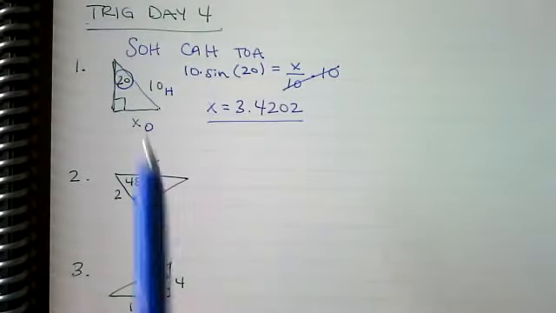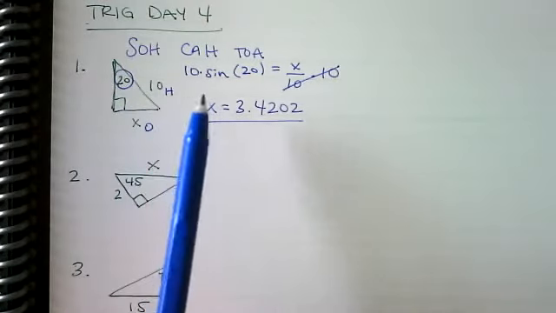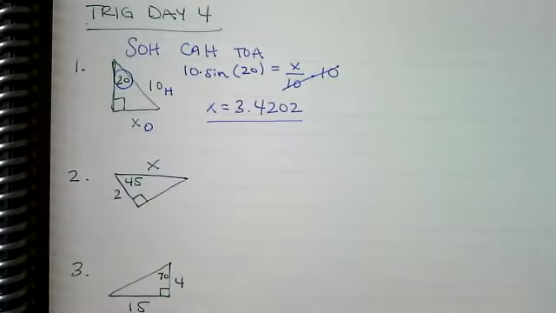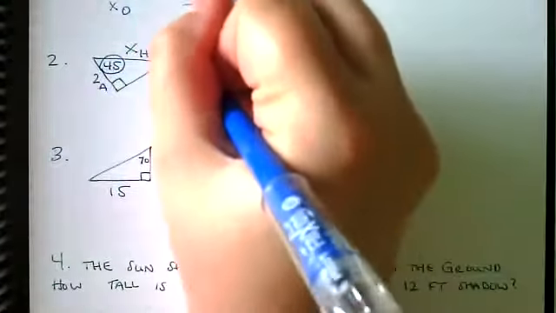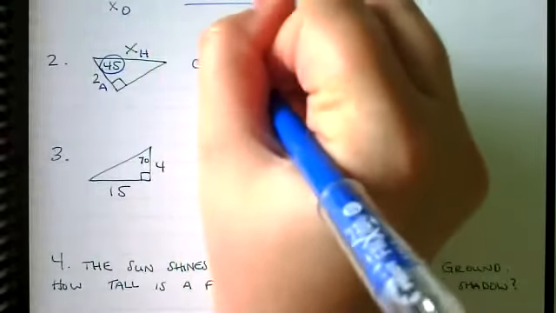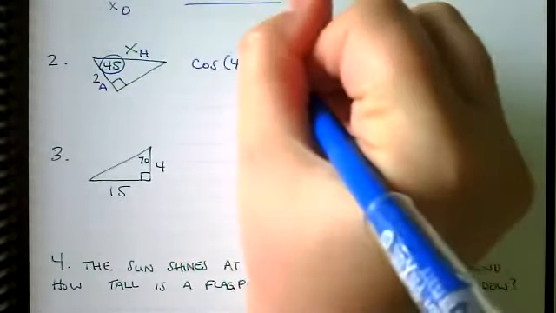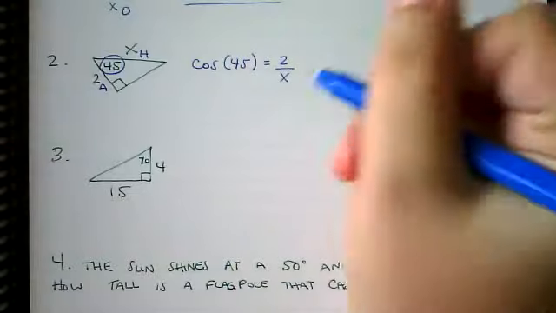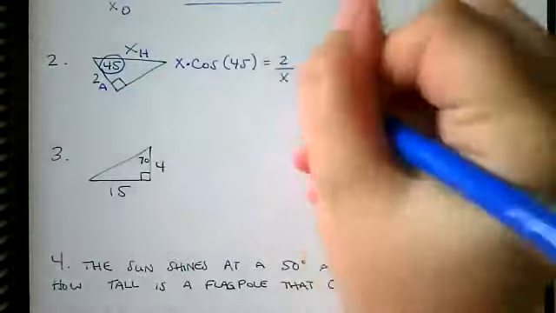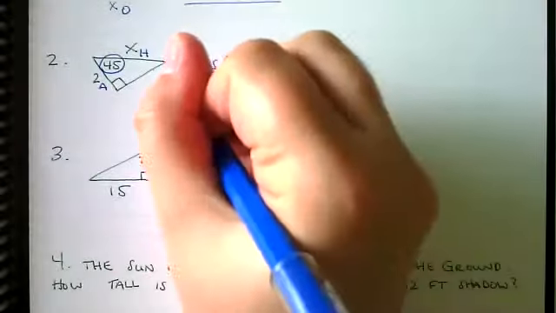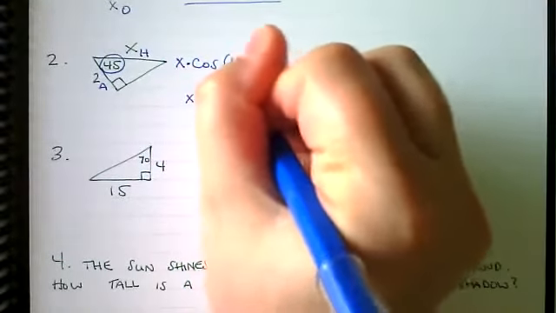Okay, so again, find your angle, label your sides, fill it in for whatever trig function you need. So for question number 2, our angle is 45 degrees. X is our hypotenuse, 2 is our adjacent side, and adjacent and hypotenuse is going to be cosine. So I've got cosine of 45 equals 2 over x. So again, you want to get rid of this fraction, so you're going to multiply by the bottom. So we're going to multiply both sides by x. Those x's go away. So I've got x cosine of 45 equals 2.